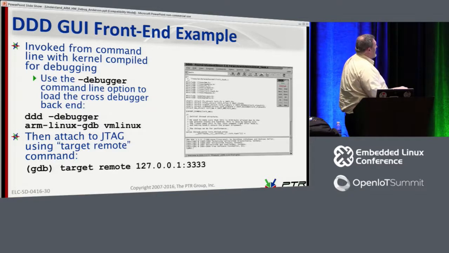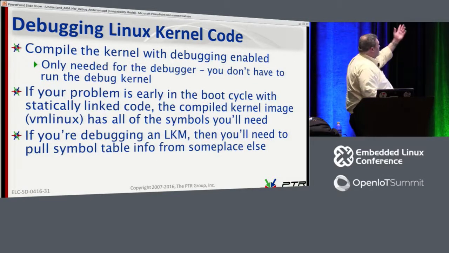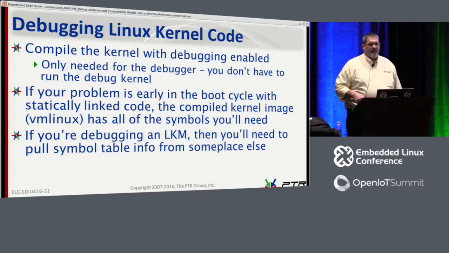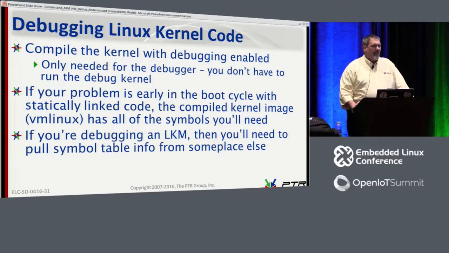The vmlinux image is the image that was compiled with kernel debugging turned on. In order to actually debug Linux kernel code, we have to compile the kernel with debugging enabled. Fortunately, you don't have to run that kernel on your target. You compile the kernel you're going to run on the target, and then you compile the kernel again with debugging turned on, and that's the version you give to the debugger. So you don't have to run the debug version of the kernel on the target if you don't want to.